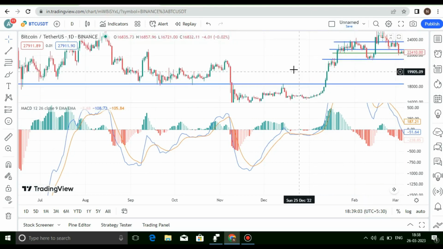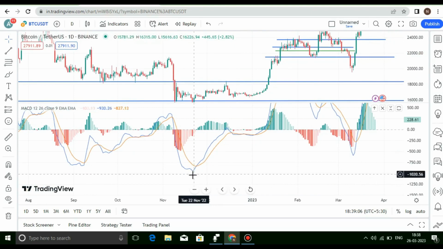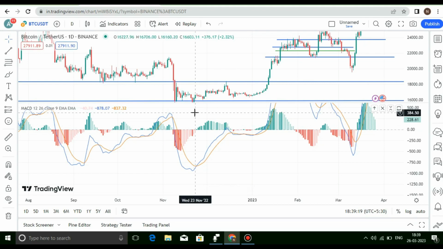So this is the graph of Bitcoin, and here the crossover has happened. Here the crossover happened, and two green candles formed over here. You can see it here. One is 2.82% and another one is 2.32%. So it's about more than 5% of profit in 2 days.